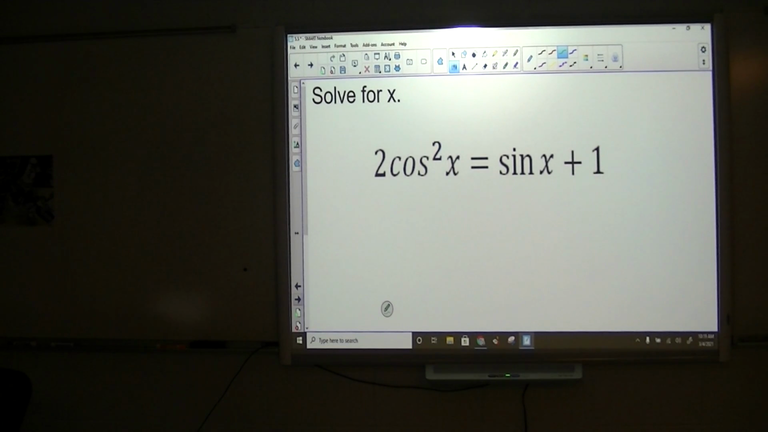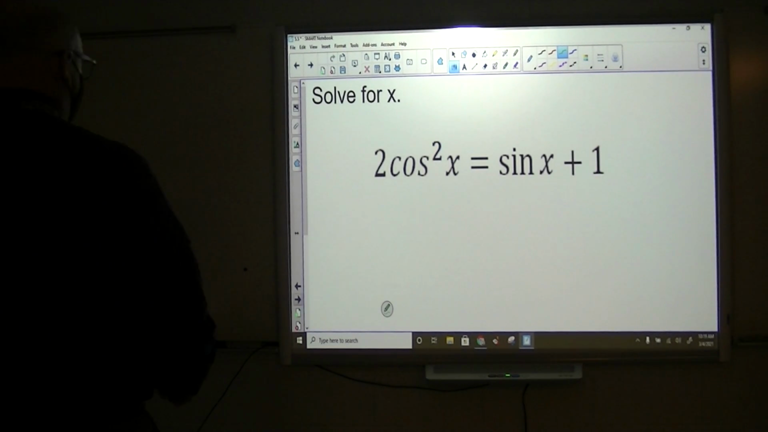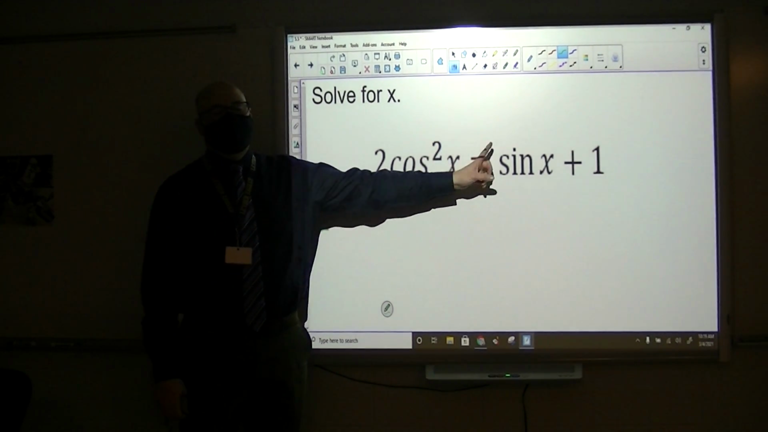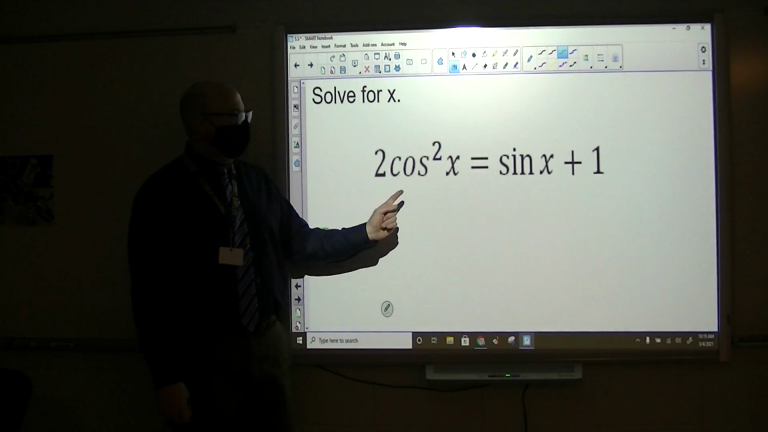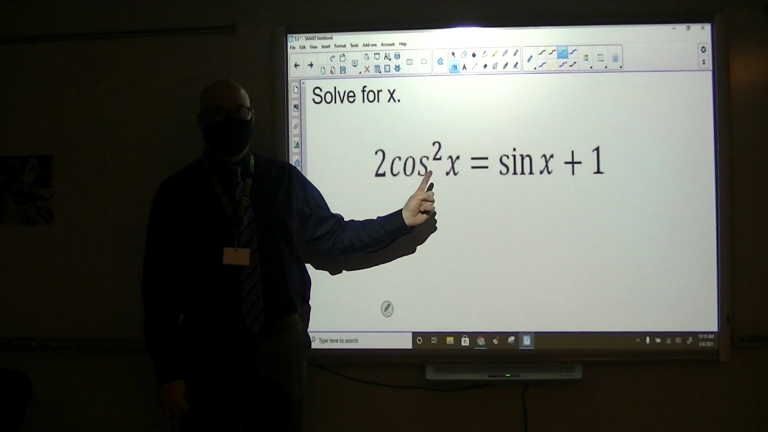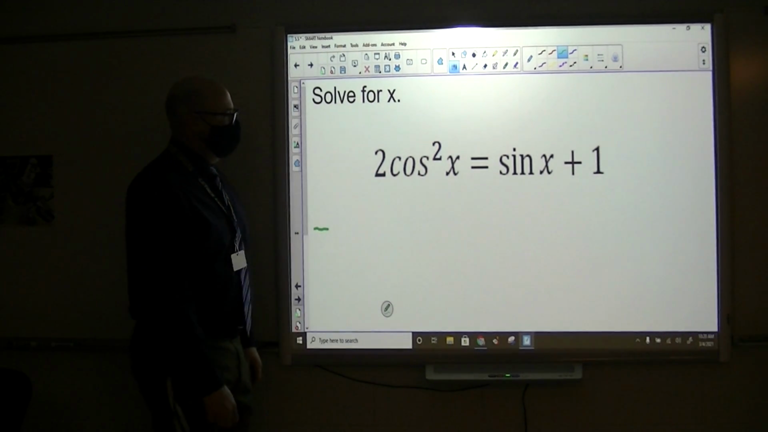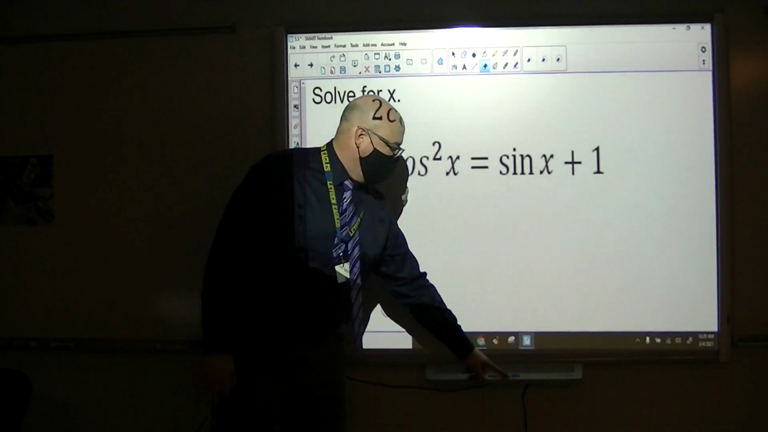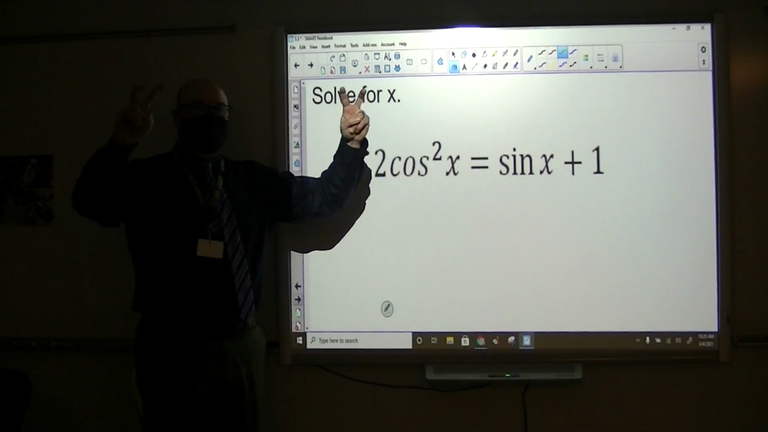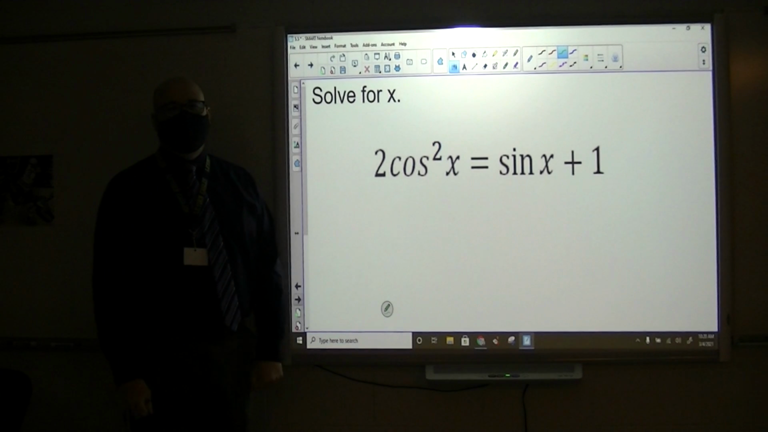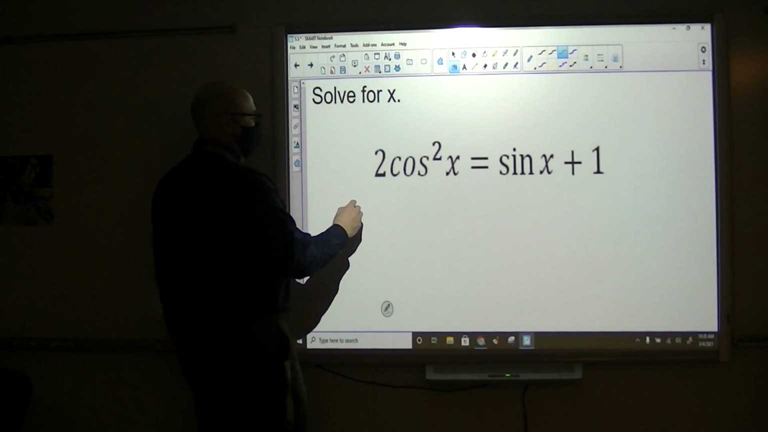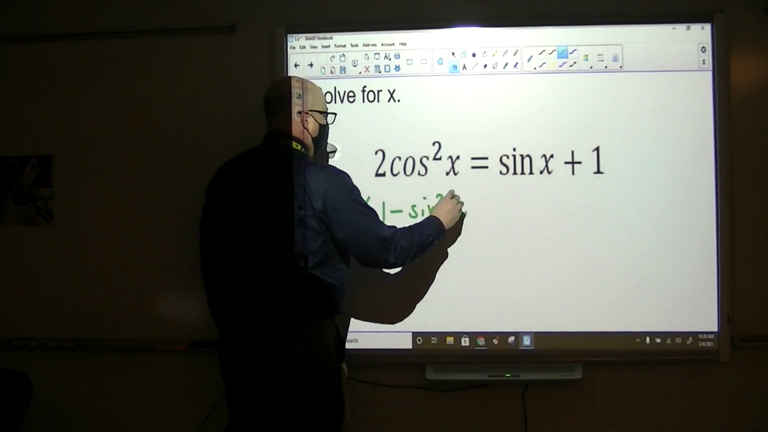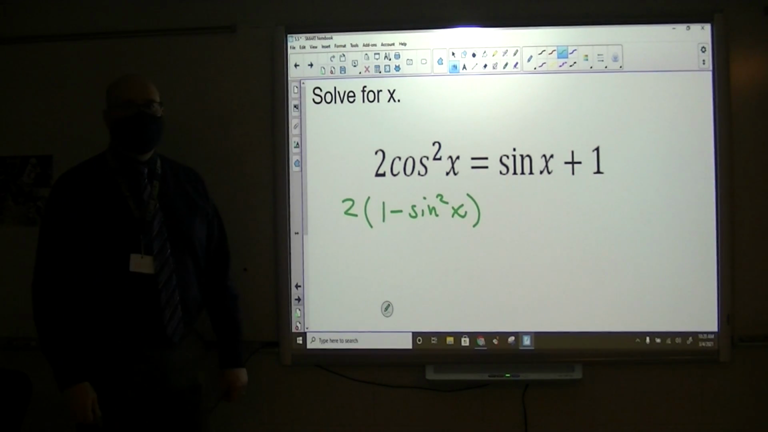There we go. Okay, so with this one, we have a problem right off the bat. We have two different trig terms. Luckily, this is squared, okay? So we can, these things are very punchy. So we can get rid of the cosine squared x by replacing it with an equivalent expression in terms of sine.